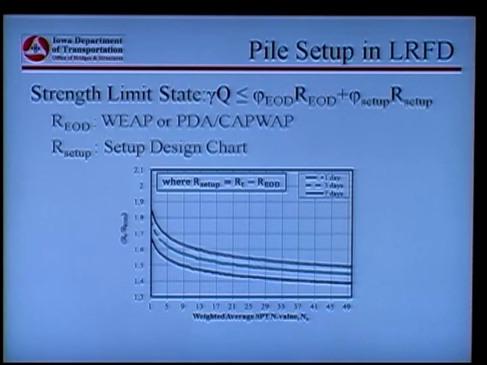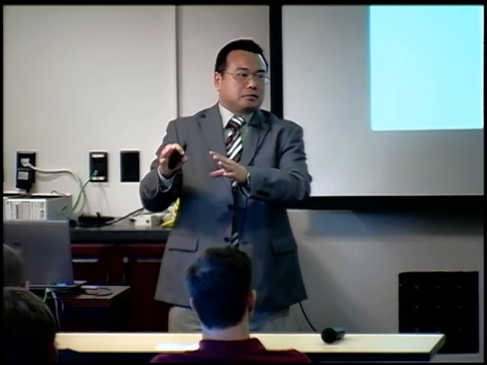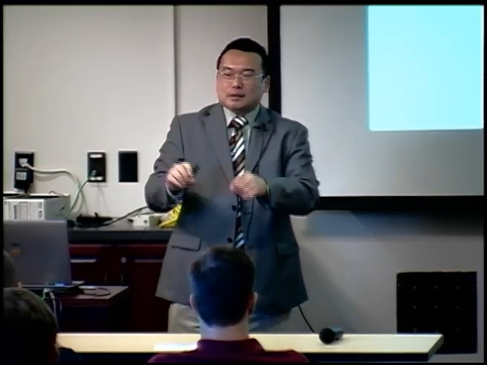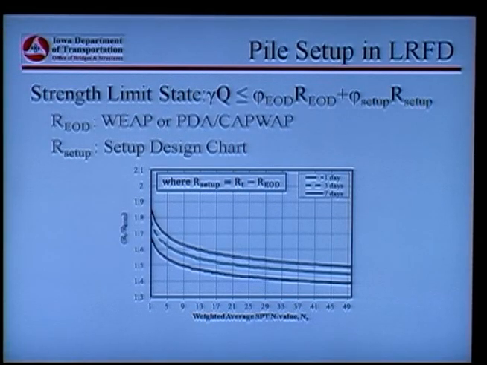All right? Why are there two components here? Because this R_EOD is estimated using one method, WEAP or PDA CAPWAP. And this component is estimated by a different approach, by this chart. Both are two different things. Both have their own uncertainties, right? The accuracy of estimating each of them is different. So for that reason, we come up with two components in this equation.